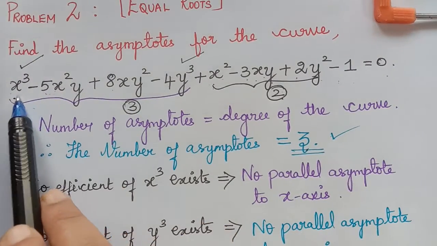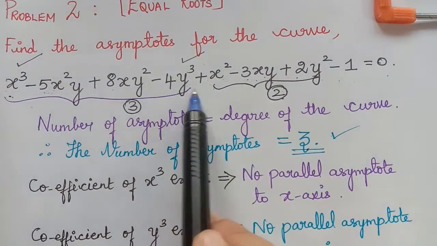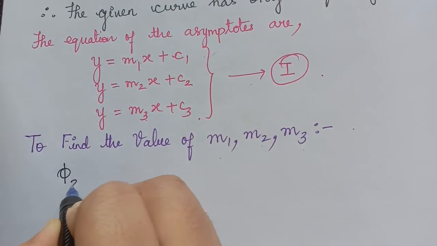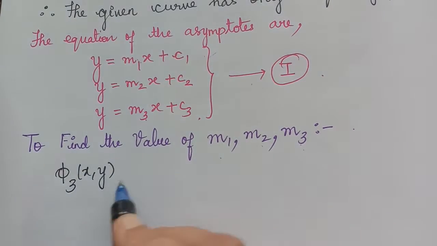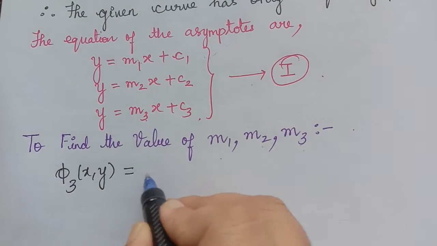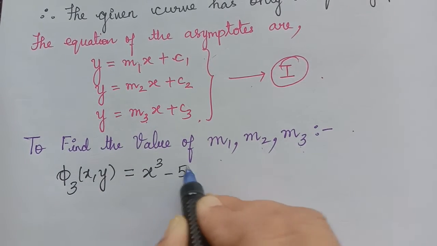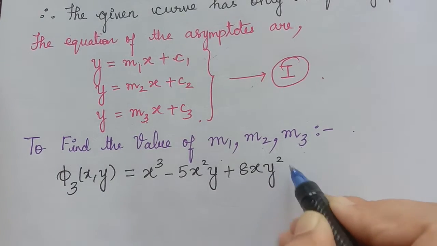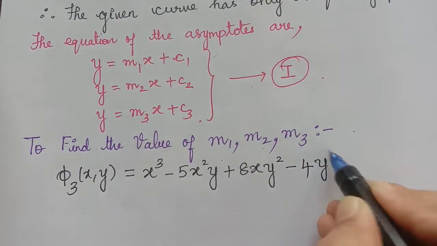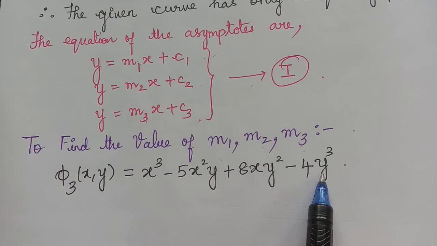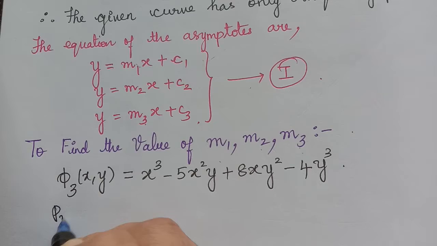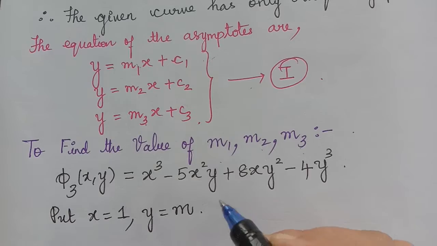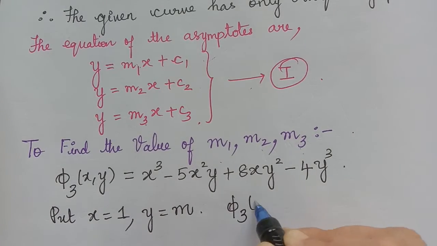So we shall consider all the terms with degree 3 and write here. That is, we will name it as phi 3 of x comma y, because it is in terms of x comma y. So that is equal to x cube minus 5x squared y plus 8xy square minus 4y cube. So these are the terms with power 3. Now in this we have to put x equal to 1 and y equal to m in order to find phi 3 of m.